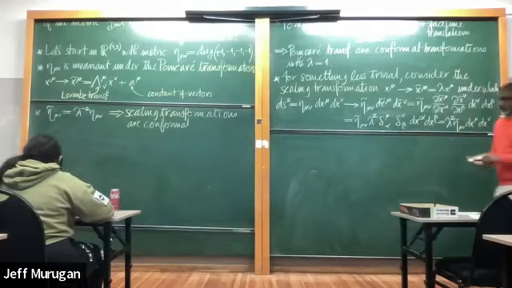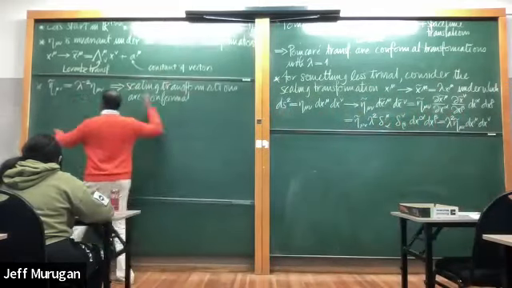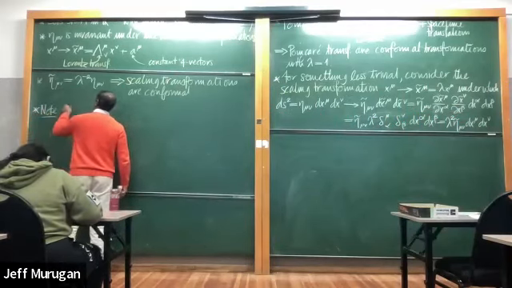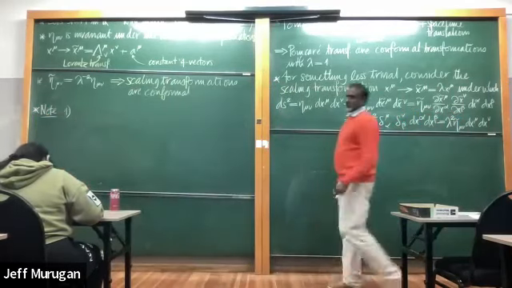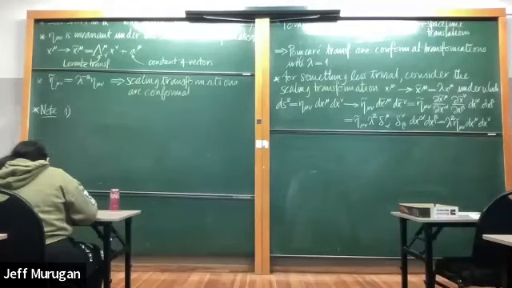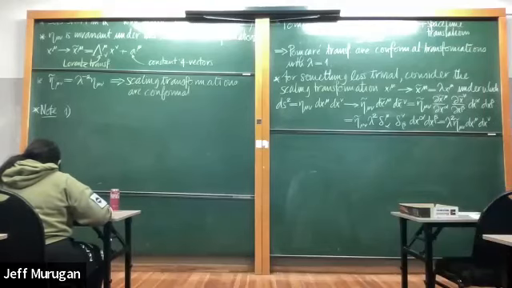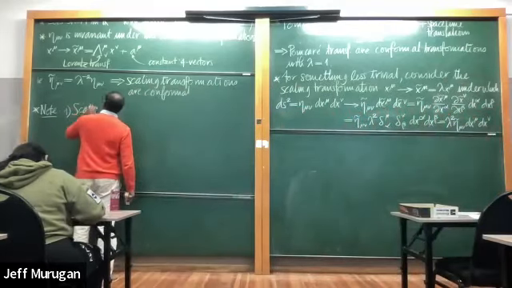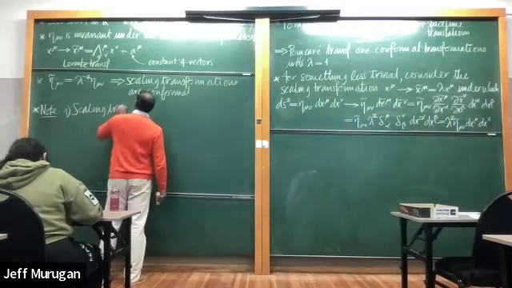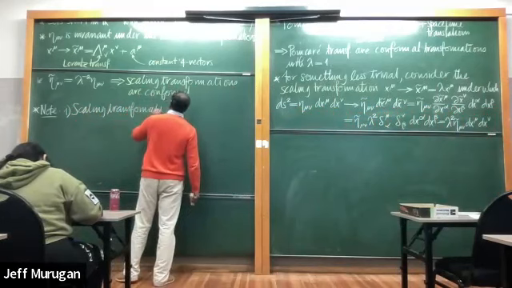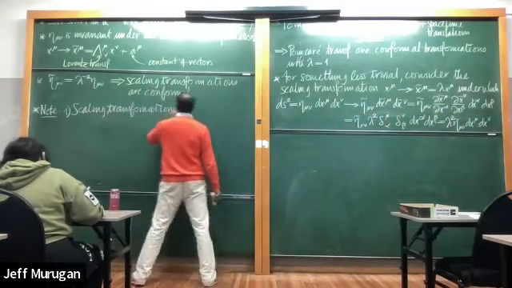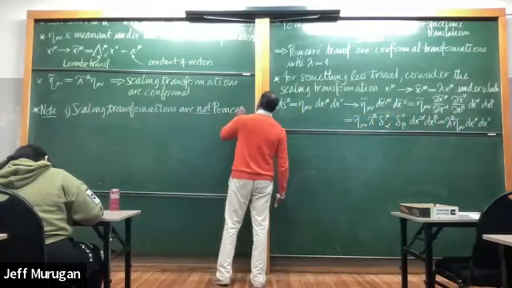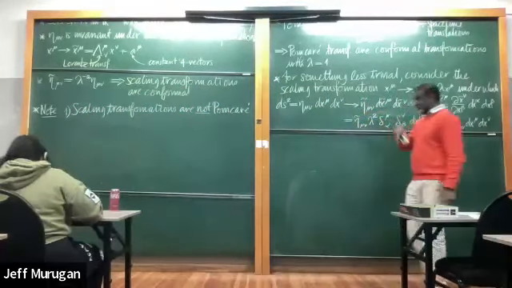There are a couple of points to note about this particular story we're building. First is that scaling transformations do not leave the metric invariant. In other words, they're not in the same set as the Poincare transformations. So they do not leave the metric invariant.